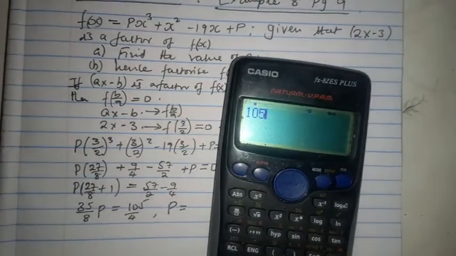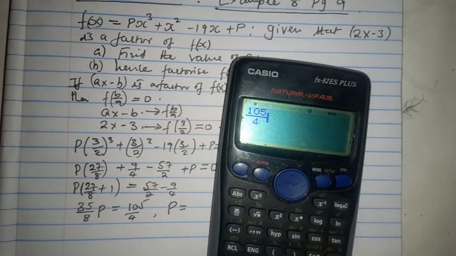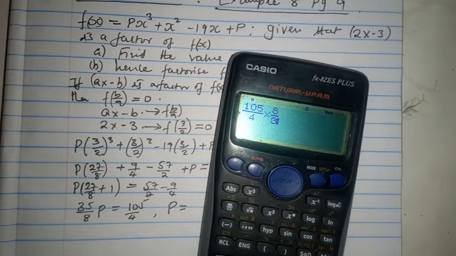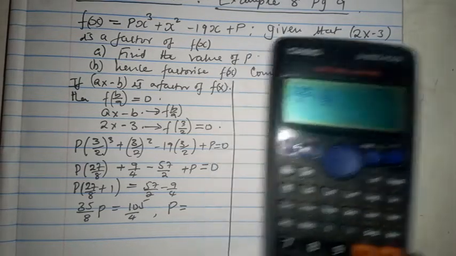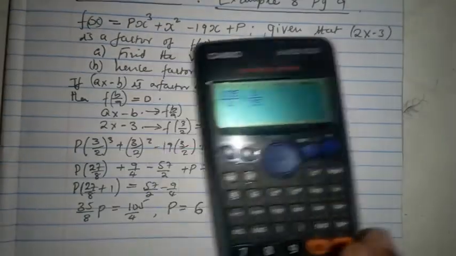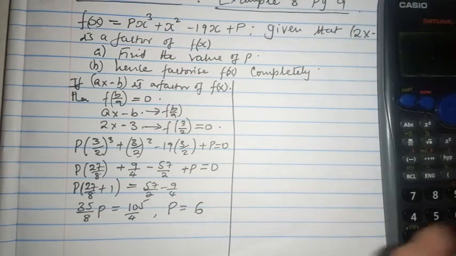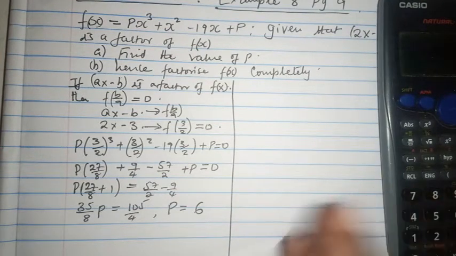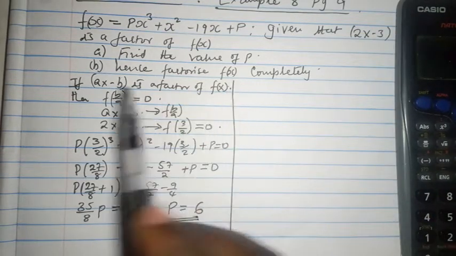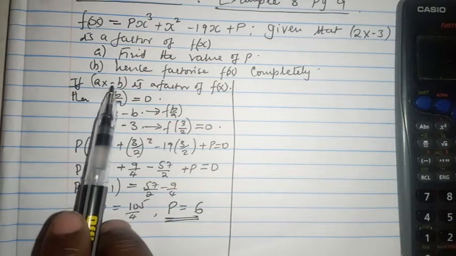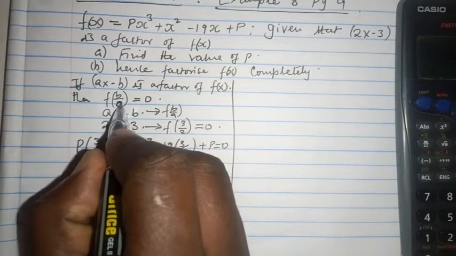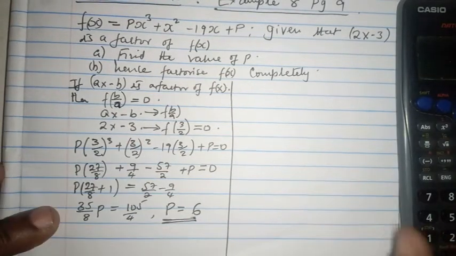Let me just show 105 divided by 4 times 8 divided by 35. And what do we have? A 6. Correct. Having found the value of p, that is the first part of the question. But of most importance, please remember that if ax minus b is a factor of f(x), then f(b over a) is always equal to 0.